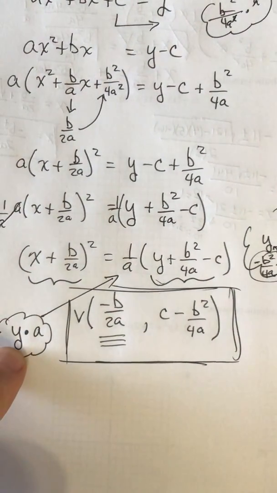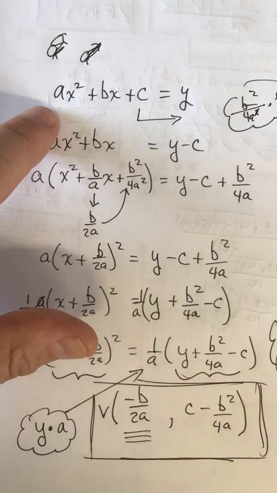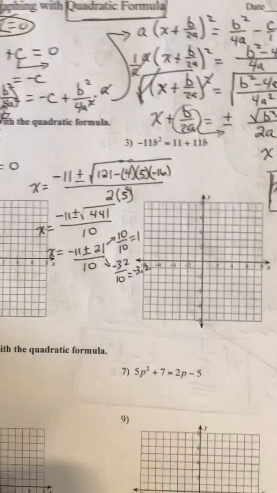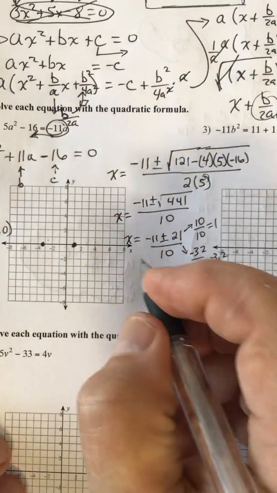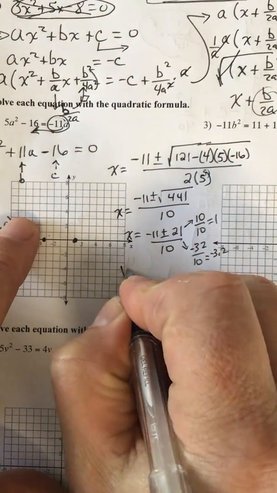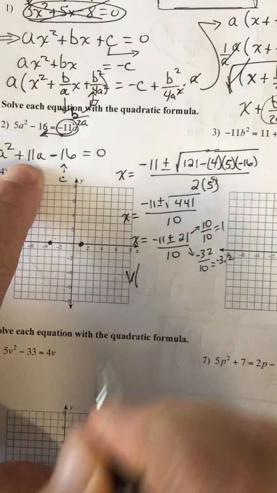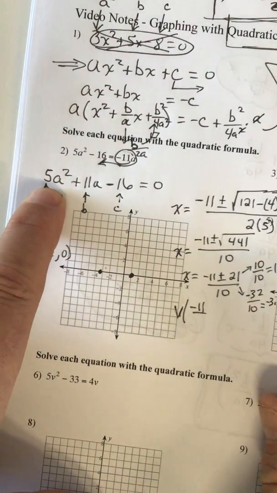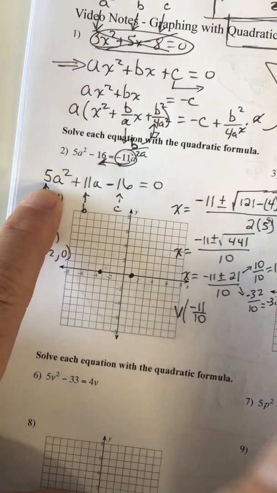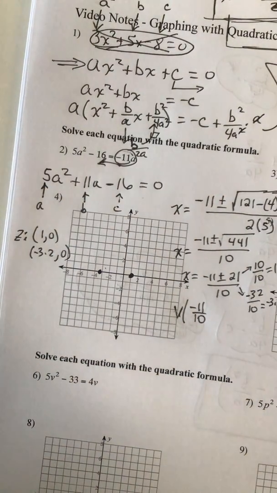And then the y multiplier is always the a number. Okay, so let's see if we can't use that to our advantage. I need the vertex. Okay, the vertex is negative b, so that's the negative 11, over 2 times a, so 2 times 5 is 10. So the x part of the vertex is at negative 11 tenths.